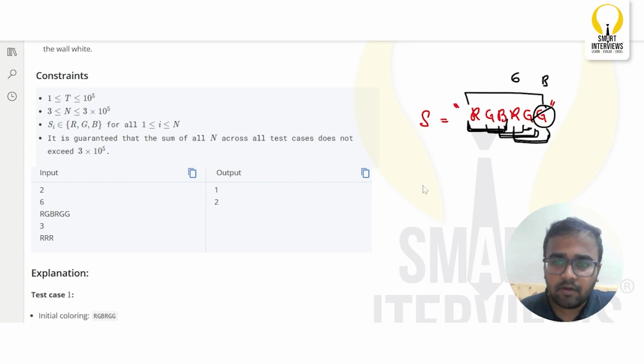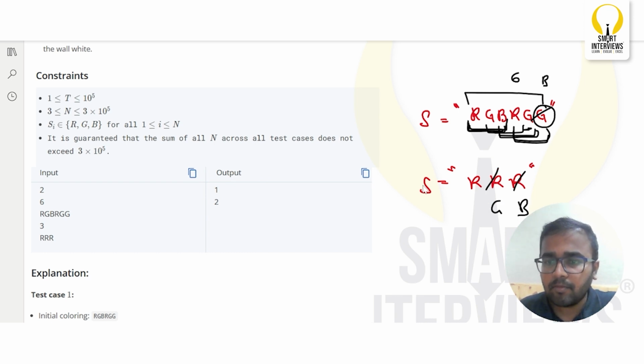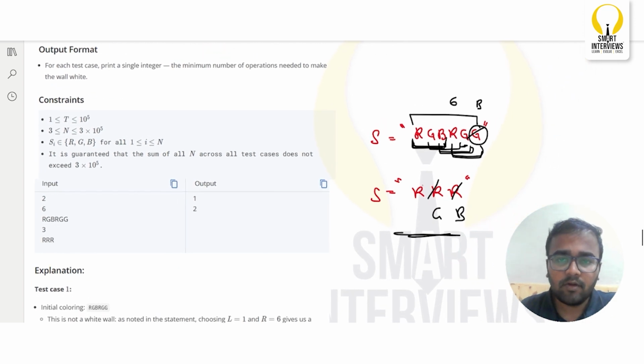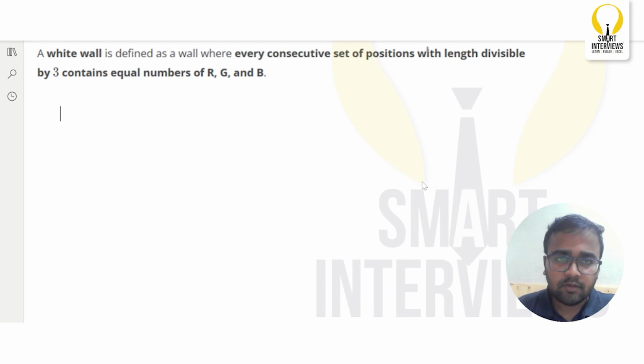Let's take the second example. S is equal to R, R and R. Now here, what can we do? We can simply convert this R to G and this R to B. This is in 2 operations. That's why it is 2. Got it? So this is the explanation of the output. So let us move to the solution.